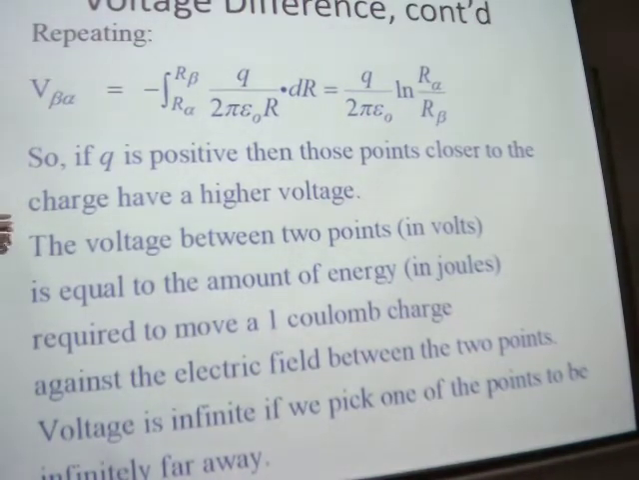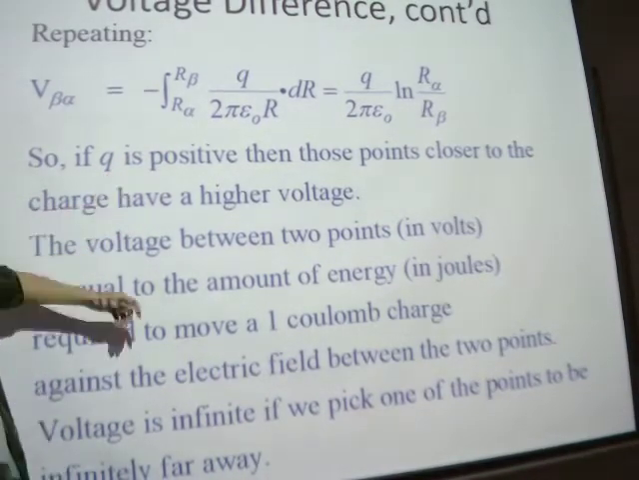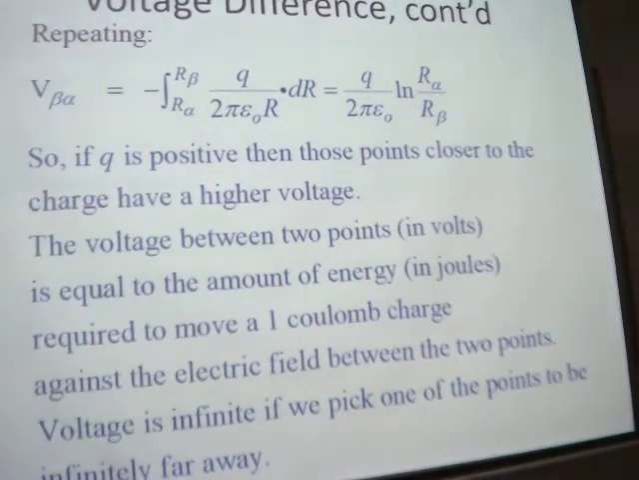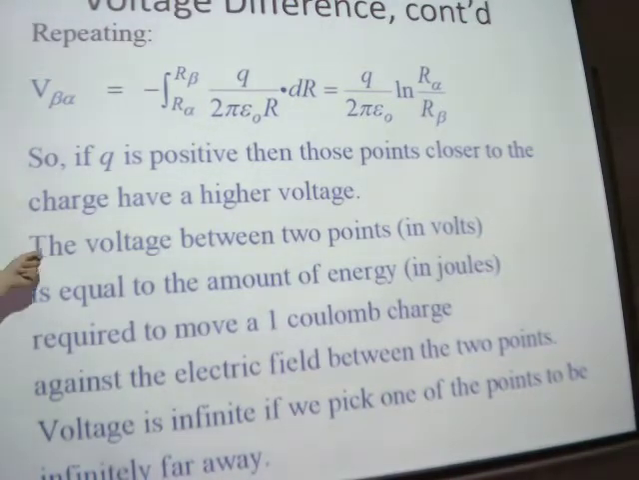Over here you can just see that Q, the electric charge, is positive. If Q is positive, then points closer to the charge have higher voltage. Okay, so this is a positive voltage source. So the point that is closer to the voltage source, of course, will have the higher voltage.